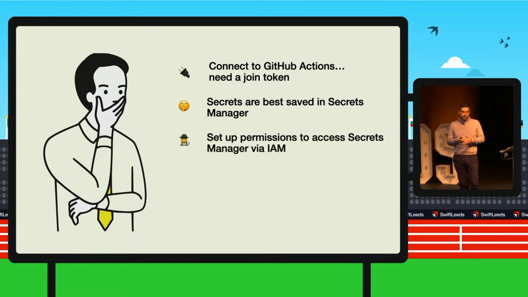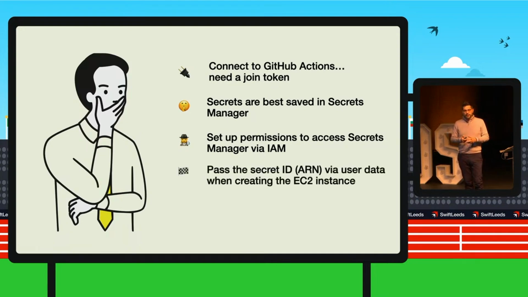And then, of course, you need to give some permissions to the instance to reach out to Secrets Manager to get the token. And you do that via IAM, which is Identity and Access Management, right? And then you need to find a way to pass the ID of this token that is in Secrets Manager to the EC2 instance. And you usually do it via the user data when you run the instance the first time.